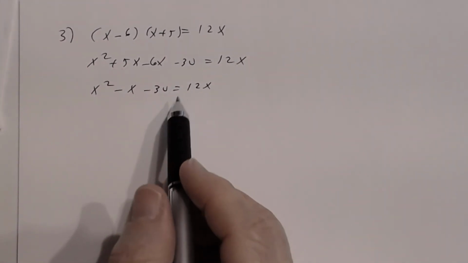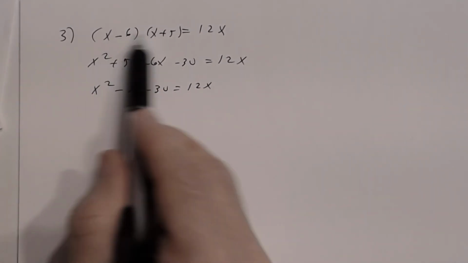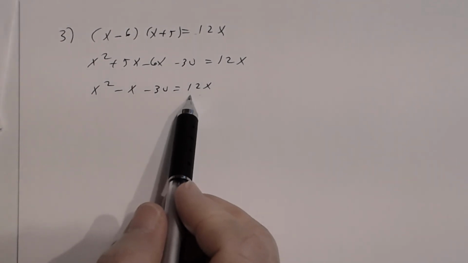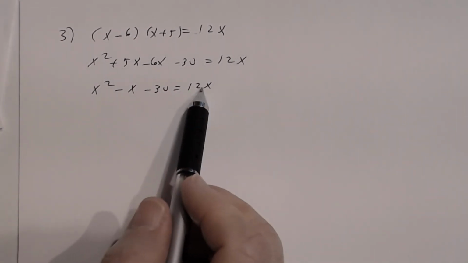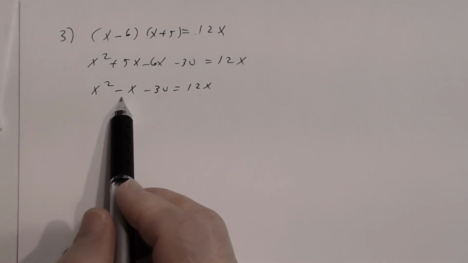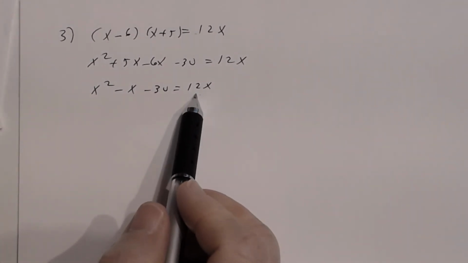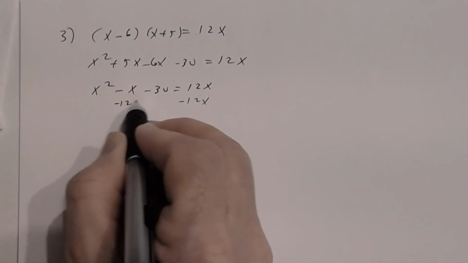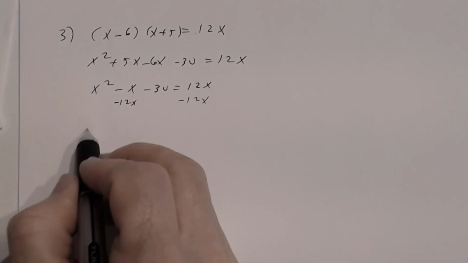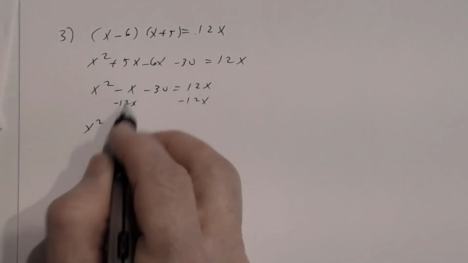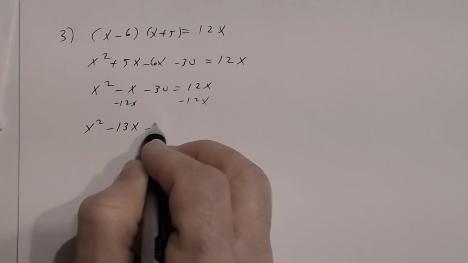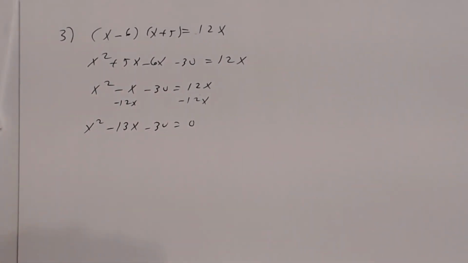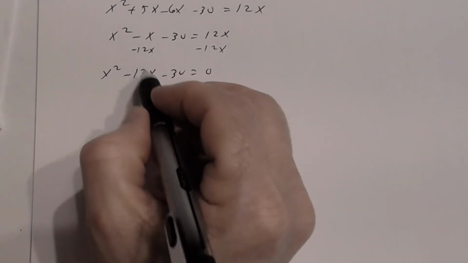And so now, remember, if you're going to solve this polynomial equation, it has to be in standard form. So basically, you're going to put all your terms on one side, and you need 0 on the other, and we're going to put it in descending order. So I'm going to subtract 12x from both sides, and notice I'm aligning my like terms. So I get x squared, a negative x and a negative 12x is a negative 13x, minus 30, and that's going to equal 0, since 12x and a negative 12x is 0. And now I can factor.